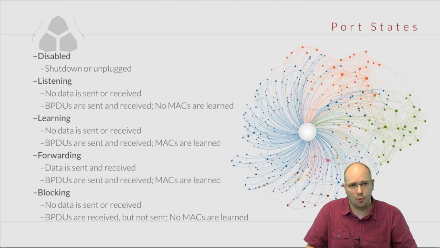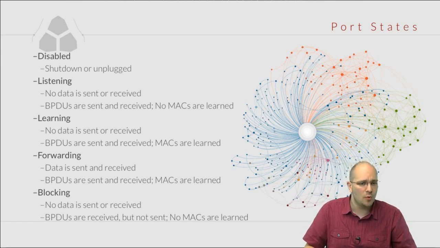The learning port, the port that is in a learning phase, is not sending or receiving any production data. It's not transmitting or receiving traffic, but it is going to be sending and receiving BPDUs, and it's also going to be learning the MAC addresses. The reason for the learning phase to exist is to avoid unnecessary unknown unicast flooding. You may remember that process from one of the earlier videos.